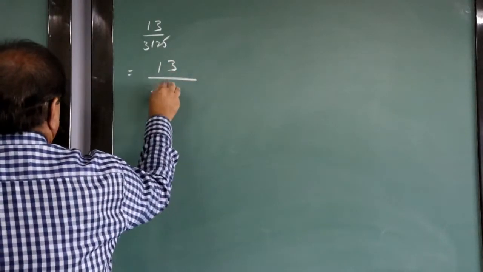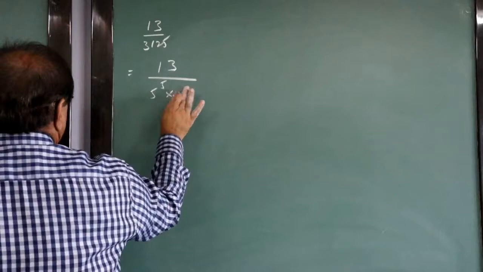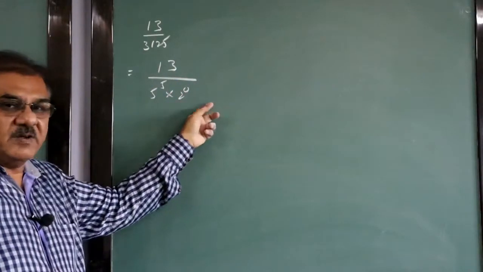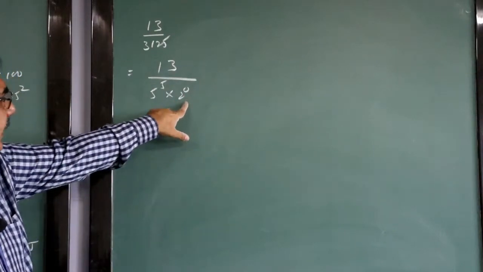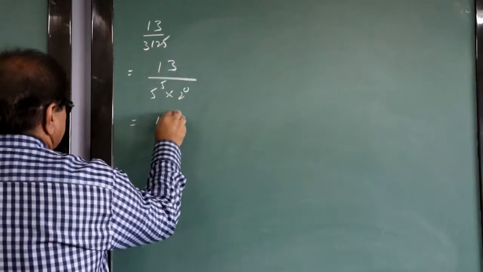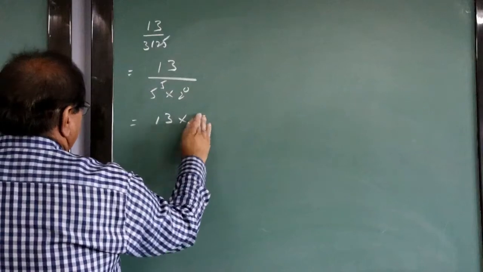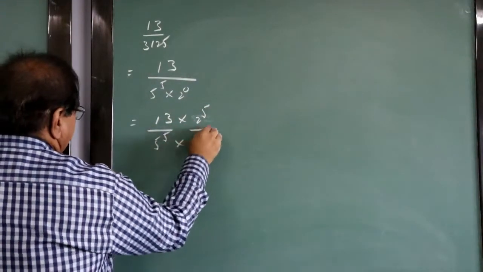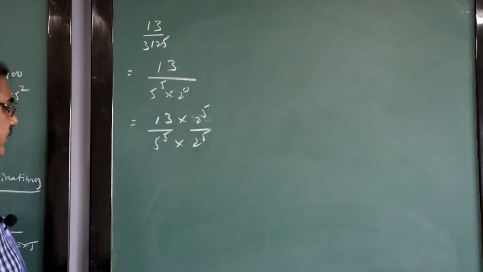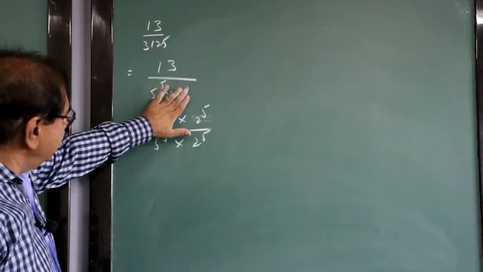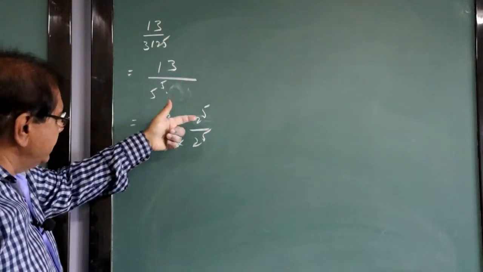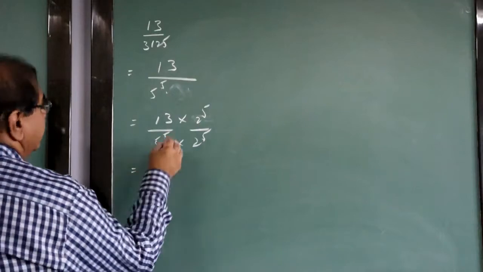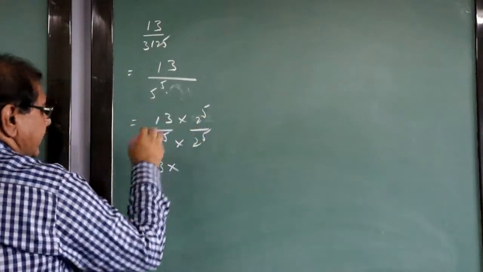13/3125 means 13 upon 5 raised to 5 into 2 raised to 0. To end the denominator with 0, I want here 2 raised to 5. So it is 13 multiplied by 2 raised to 5, and here it is 5 raised to 5, also multiplied by 2 raised to 5. So ultimately the number is multiplied by 2 raised to 5 upon 2 raised to 5, whose value is 1, so the number is not changed.